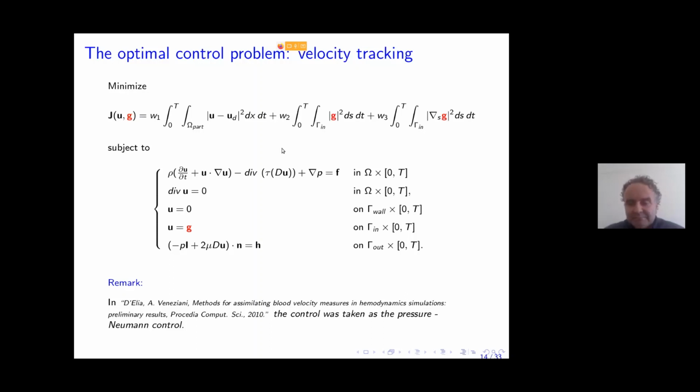Of course, with a bit of knowledge, we know that we must have also some regularization terms that have to do with the control variable itself. So this idea did not come from me or someone in my group. It came from Alessandro Veneziani and his collaborators. In 2010, they published a paper where they were addressing this type of issues for the stationary case with pressure control. But we did some work concerning the velocity control itself.